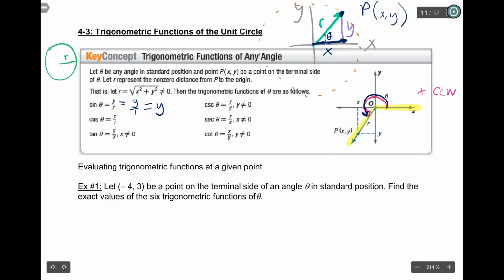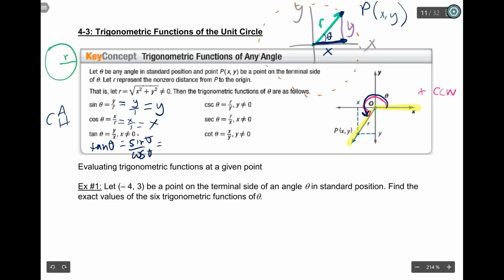If you're trying to take the cosine of this angle up here, you have x over r, that's adjacent over hypotenuse. The adjacent of this angle is x, the hypotenuse is r. If your hypotenuse is equal to 1, your x will just be the value of your cosine theta. And knowing this, tangent is normally equal to sine over cosine.